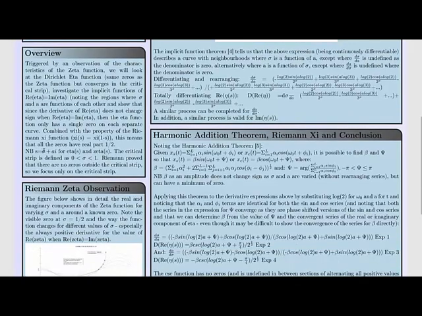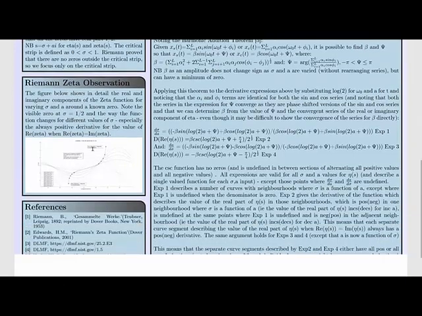We'll define s as equal to sigma plus ai for eta of s and zeta of s. The critical strip is defined as sigma greater than 0, less than 1. Riemann already proved that there were no zeros outside the critical strip, so we'll focus only on the critical strip.